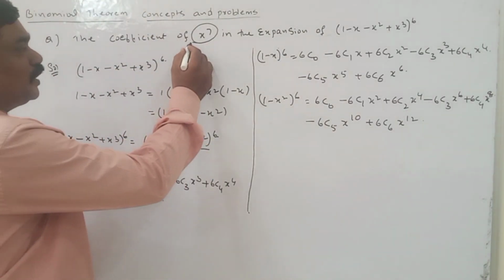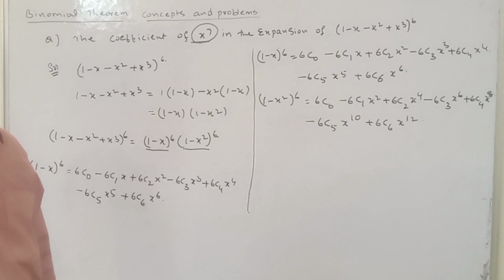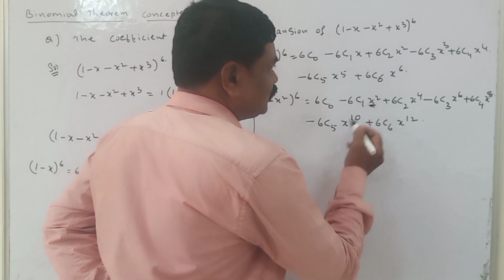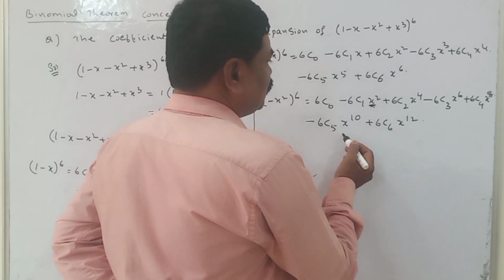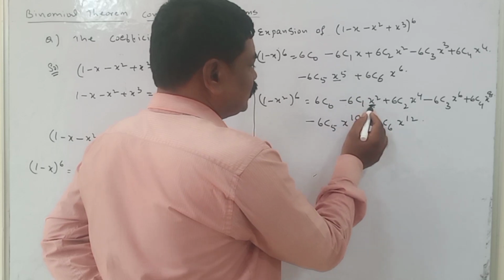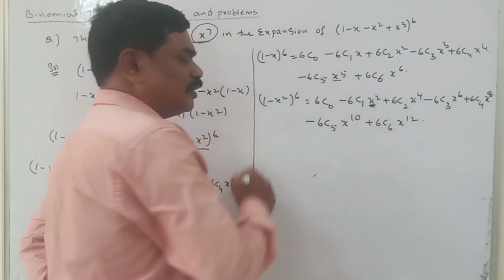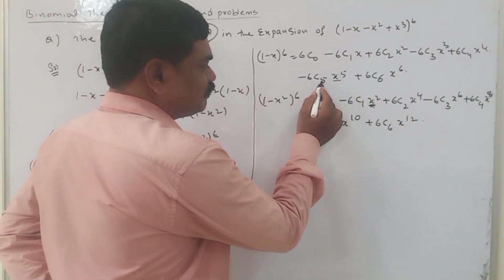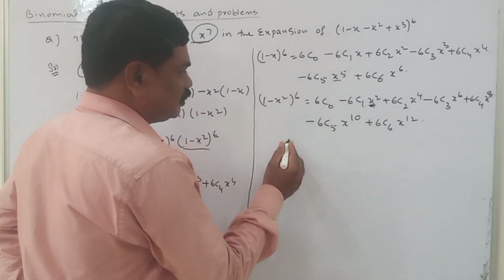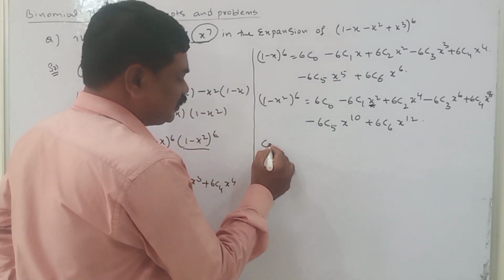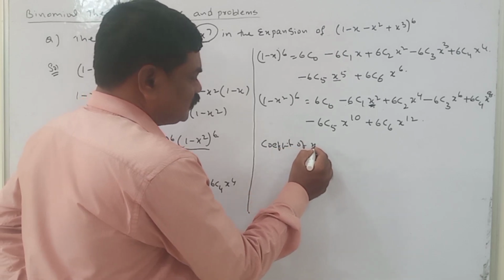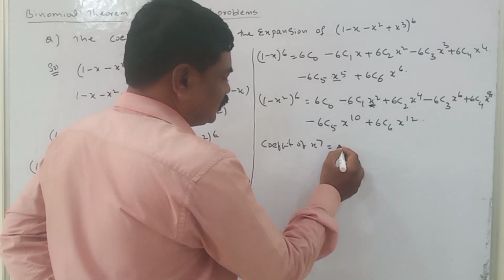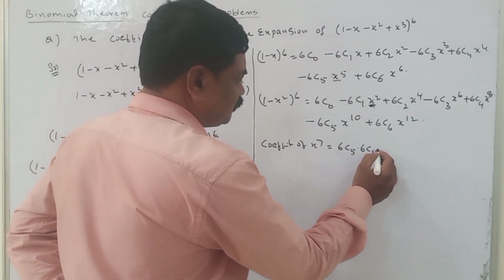Here we have to find the coefficient of x power 7. For the coefficient of x power 7, you can multiply minus this x square with x power 5, and you will get x power 7. So this is minus 6C5 into minus 6C1, that is plus. The coefficient of x power 7 is equal to, you multiply these two, that is 6C5 into 6C1.